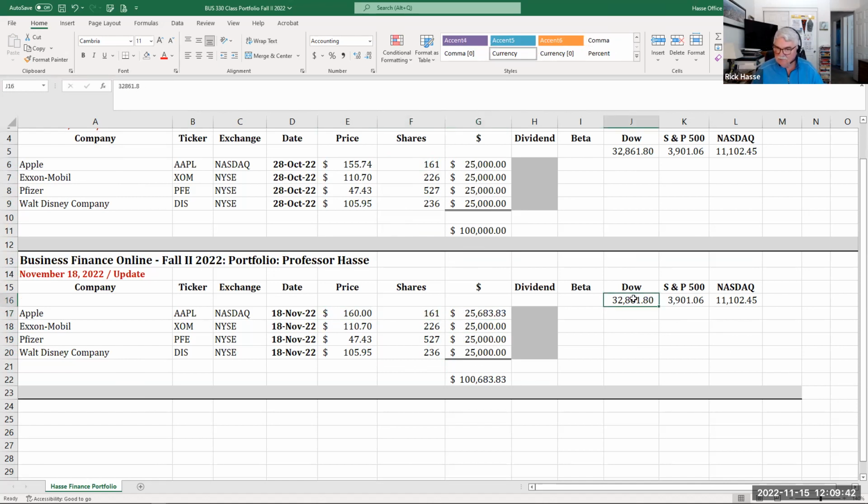You've got to update your stock Dow, S&P, and NASDAQ indexes as of Friday, the 18th. Don't forget that, because in the next assignment, you'll be doing some more additional work with this information.